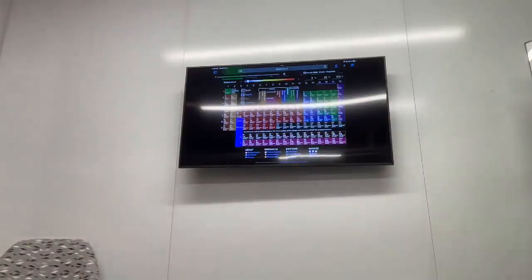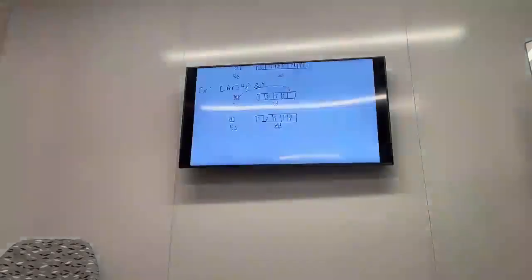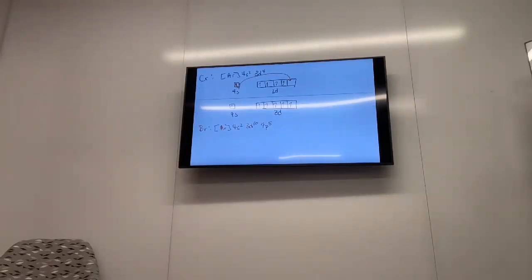So if we were to continue, if we wanted to do bromine for this, we would say that this was Ar 4s2, 3d10, 4p5. So if we write it out, it would be 4s, 3d, and then 4p.